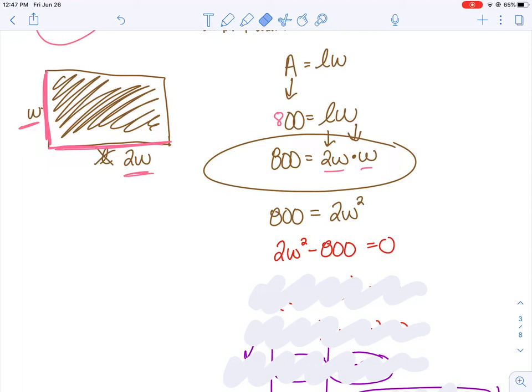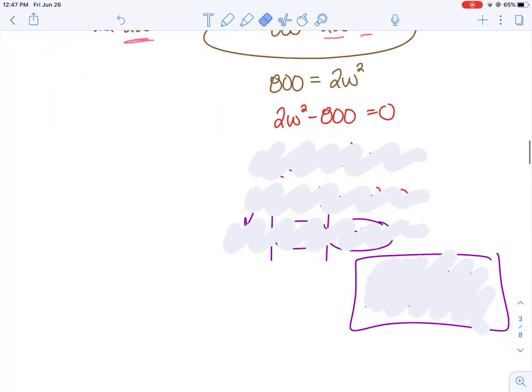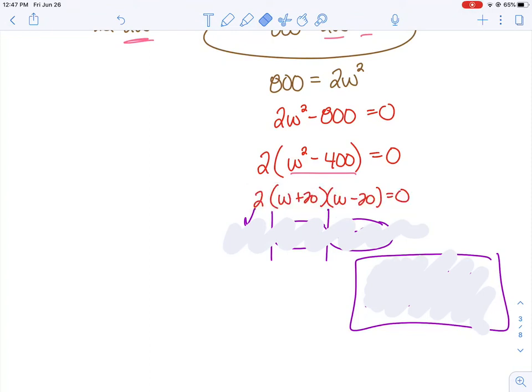I can move the 800 over to move everybody to the same side, set equal to 0. I can look for a GCF. It looks like I can GCF out a 2. That leaves me with a W squared minus 400. The polynomial that I have left has 2 terms in it, so I'm going to try to factor with the difference of squares. So what is the square root of 400? You should end up getting positive 20 and negative 20 as your 2 conjugate binomials.